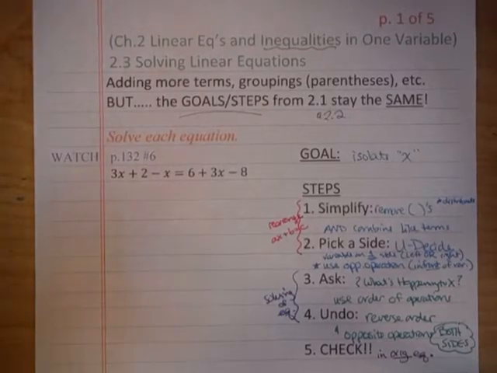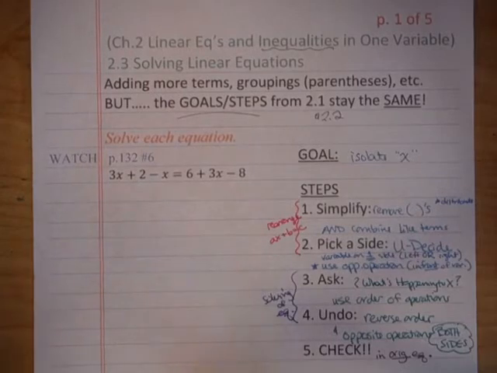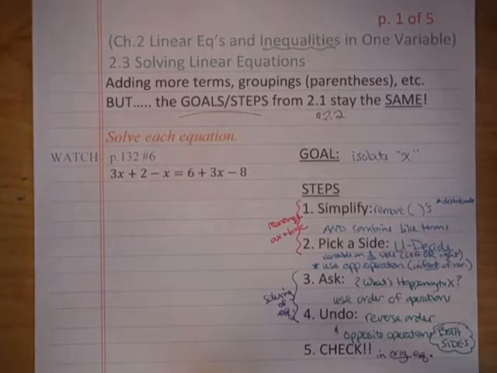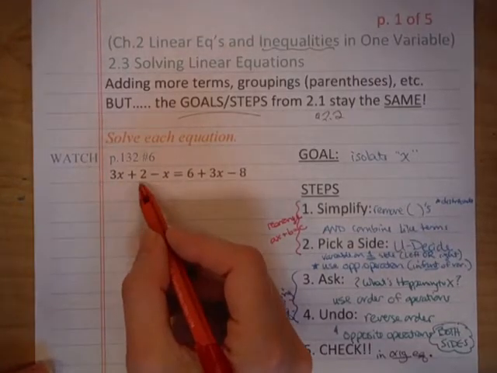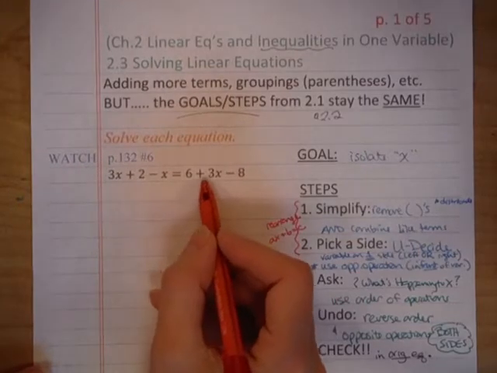So let's do number 6 together, and then the second video will have number 14 on the bottom, and the tries come on the next page, on page 2 of the notes. Okay, let's read number 6. 3x plus 2 minus x equals 6 plus 3x minus 8.